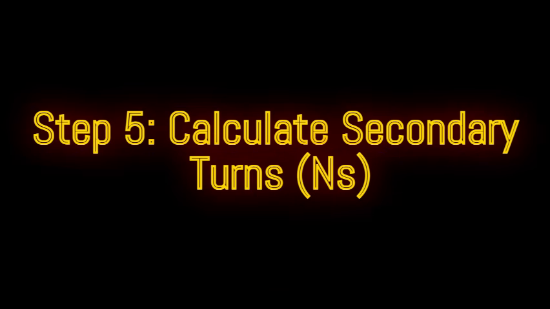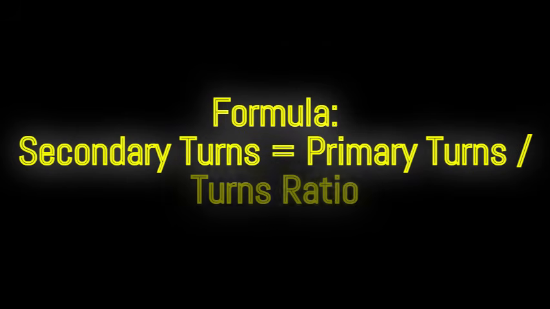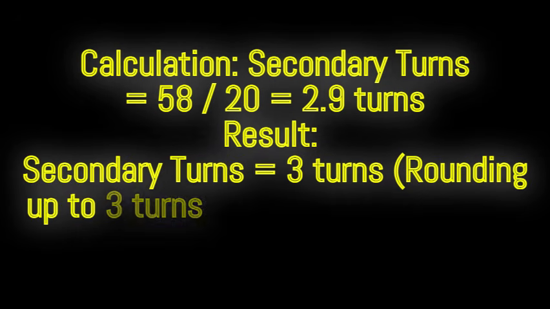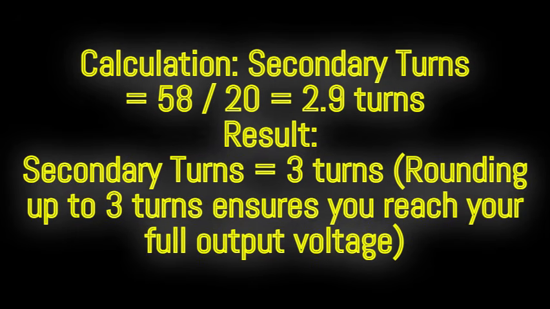Step 5. Calculate secondary turns NS. With our primary turns and turns ratio established, the secondary turns calculation becomes very simple. Formula: secondary turns equals primary turns upon turns ratio. Calculation: secondary turns equals 58 upon 20 equals 2.9 turns. Result: secondary turns equals 3 turns. Rounding up to 3 turns ensures you reach your full output voltage.